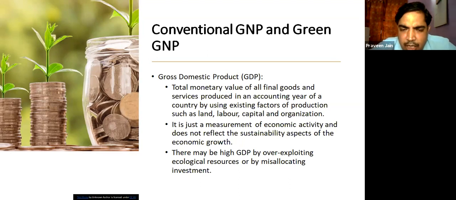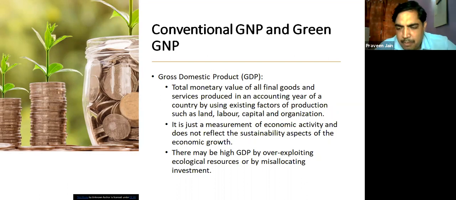economic growth. Why? Because this GDP does not forecast the future performance of the economy. It simply measures what has happened in the past. So it does not give a reflection on the sustainability aspect, how the economy will perform in the future. There may be a high GDP by over-exploiting ecological resources or by misallocating investment.